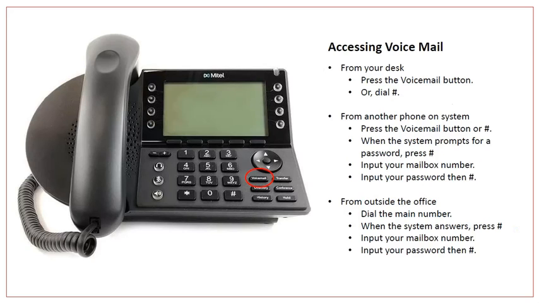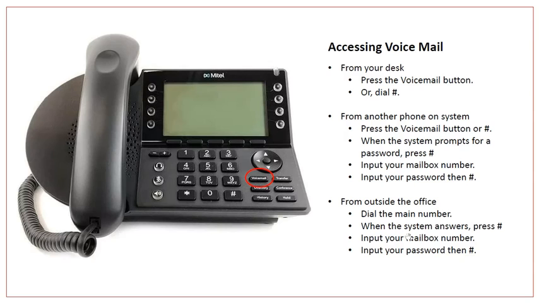Now, anytime you want to access your voicemail from your desk, you can just press the voicemail key. You can also hit the pound. If you want to access your voicemail from another phone, you can press the voicemail key at that phone or hit the pound key. When the system prompts you for a password, you're going to hit pound again. This tells the system that you are bypassing the voicemail at that phone, and you will automatically be prompted by the little lady in your phone to put in your mailbox number and password, followed by pound.